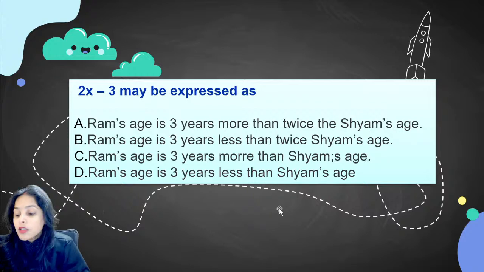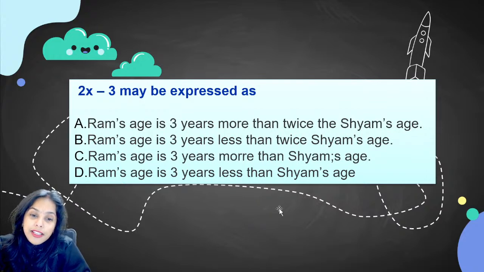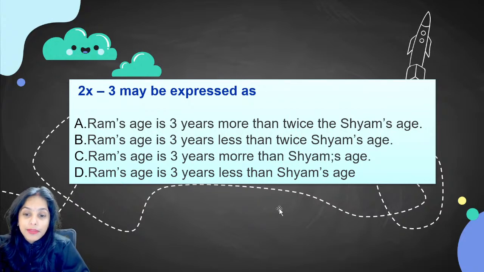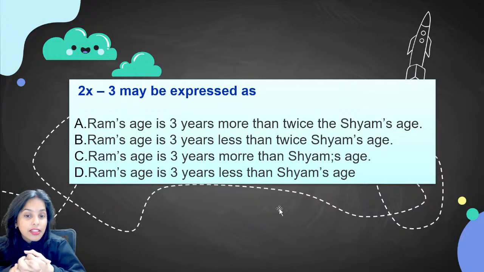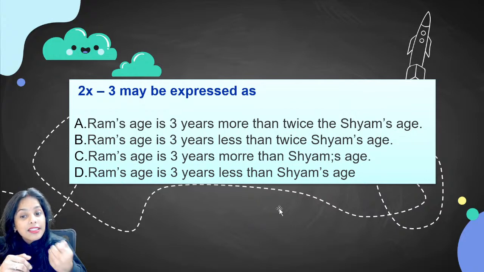So as the question says, 2x minus 3. How can 2x minus 3 be expressed? See, Ram's age is 3 years less than Shyam's age. If Shyam's age is, maybe any age, then Ram's age is what? 3 years less than that, twice of Shyam.